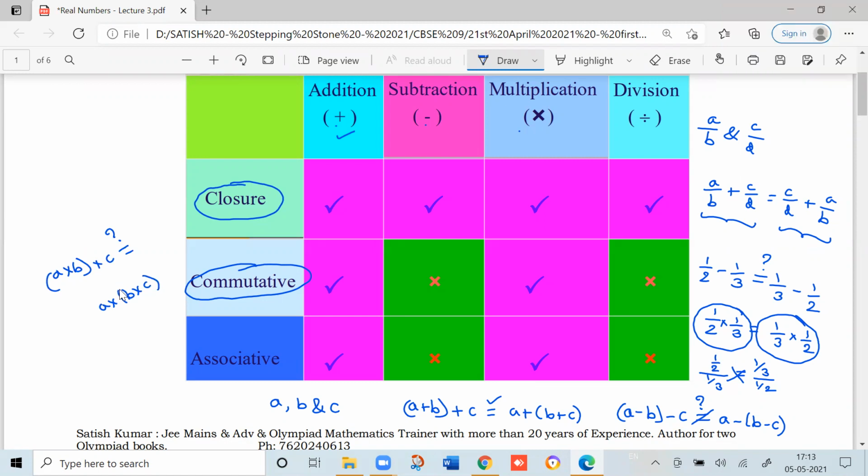Sir, it will be same. So the left side will be same as the right side. That means rational numbers satisfy the associative property with respect to multiplication.